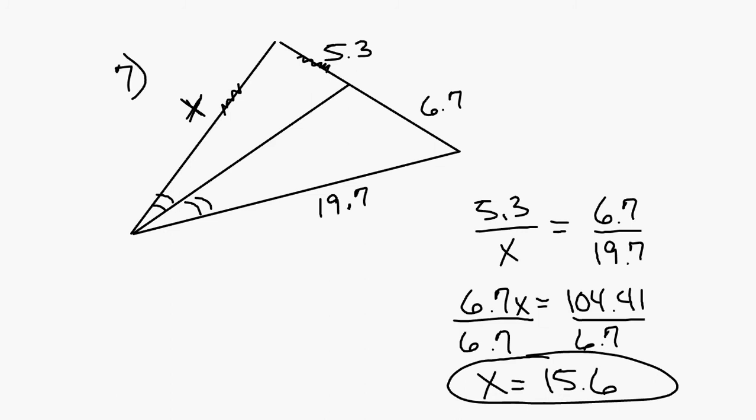Number 8. Number 8 is all words. Okay? I'm going to read it to you. An angle bisector of a triangle. So draw a triangle. An angle bisector of a triangle. So put an angle bisector in it. An angle bisector of a triangle divides the opposite side of the triangle into segments 7 and 5. So there's a picture of the words so far.